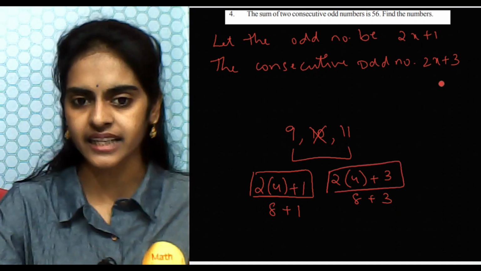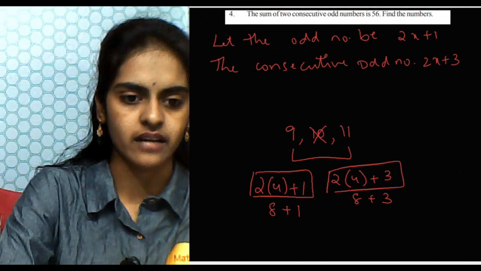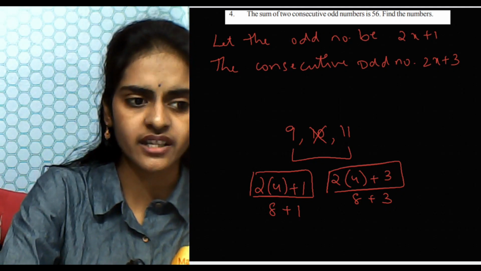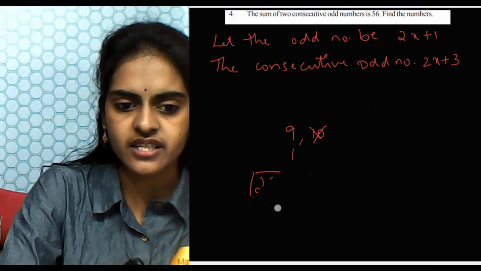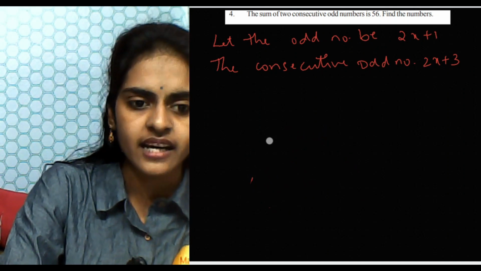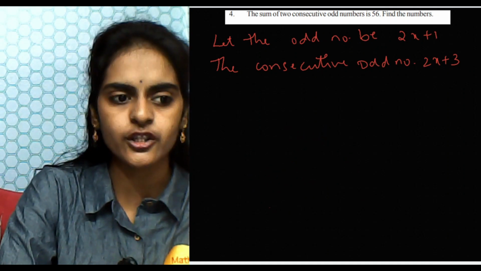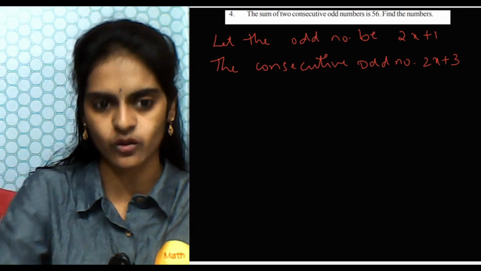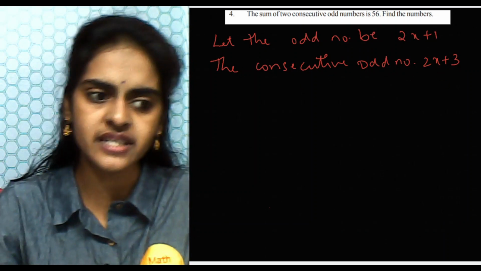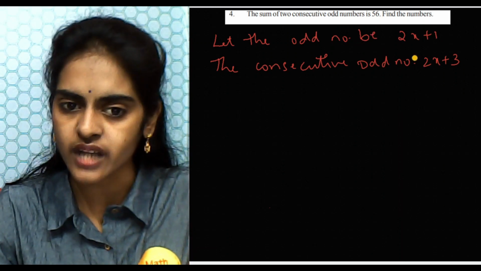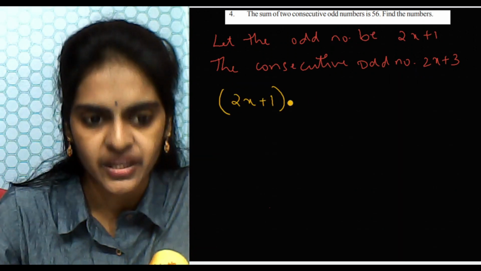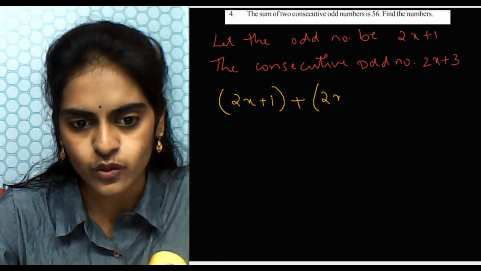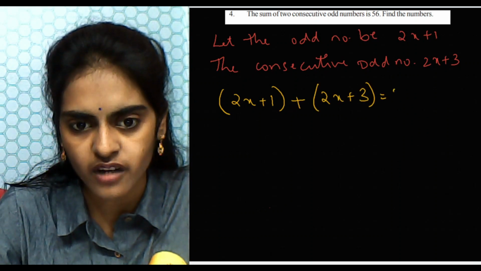So that is why we are taking these two numbers. Clear? Now what is the condition given? Now you have taken the two odd numbers. What is the condition which is given? You can see that the sum of the consecutive two odd numbers is 56. So these are the two odd numbers. Now the sum of these two numbers is how much? 56. So 2x plus 1 plus 2x plus 3 gives me what?